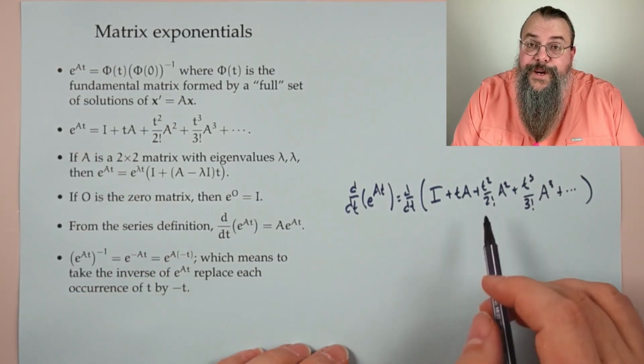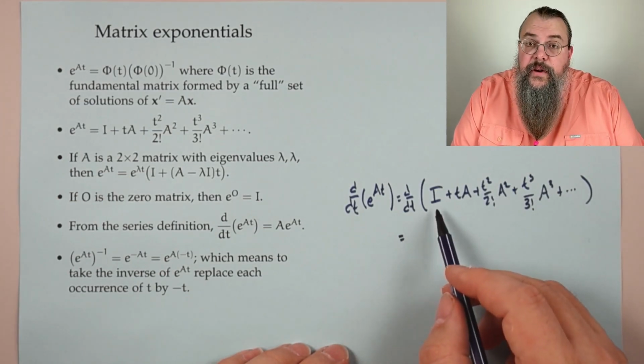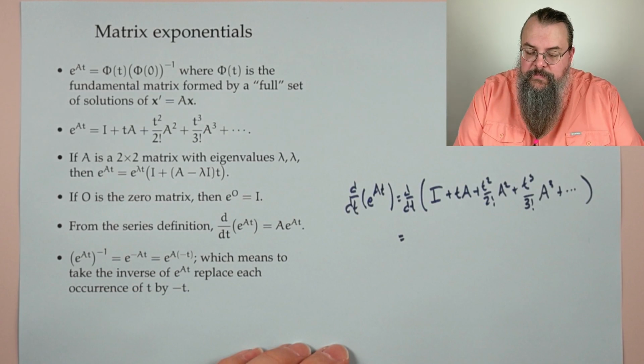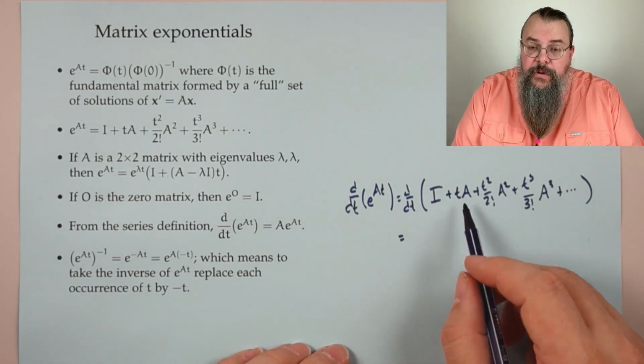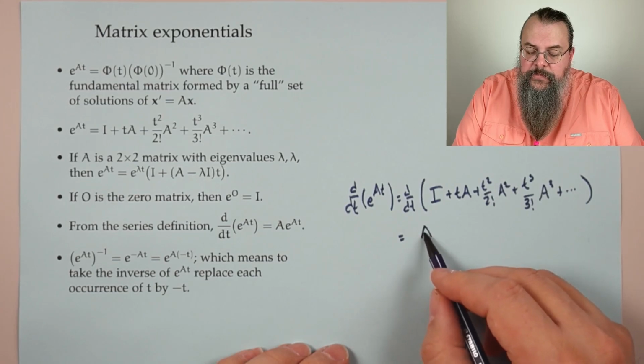Now, term by term. Well, in the first place, there's nothing that's varying. It's just the identity matrix. It doesn't have any t. Goes away. Derivative of t times a, well, again, the only thing that has the t is what's in front, so that leaves us with a.